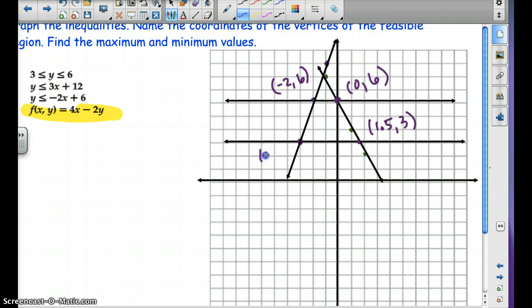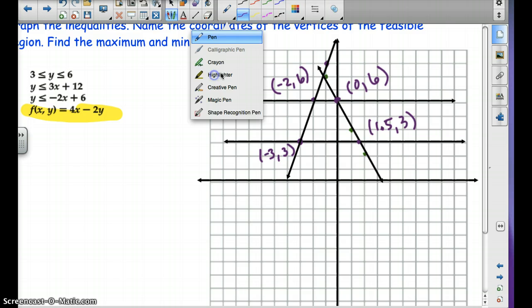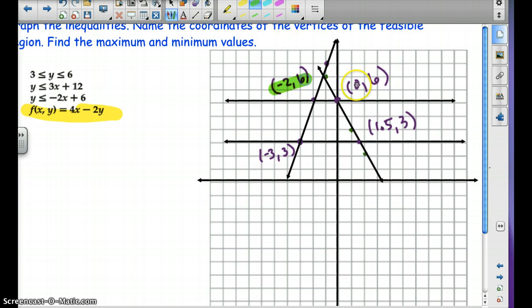Alright, and then we have negative 3, 3. So these 4 vertices, we're going to go ahead and plug them into our function and see what the max value is and what the min value is. I'm going to do that on the next slide, so make sure you have this written down.